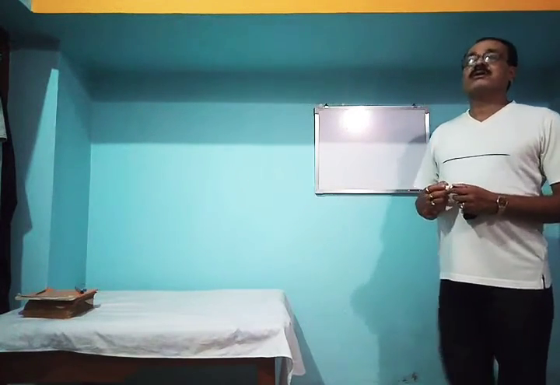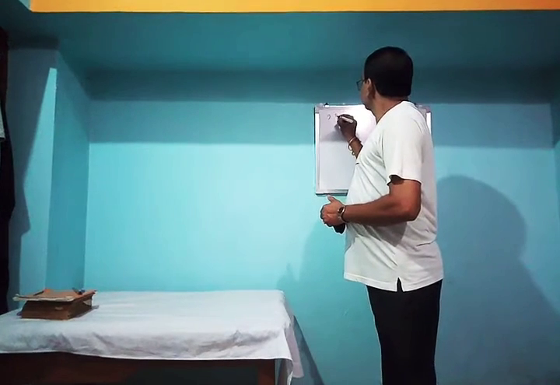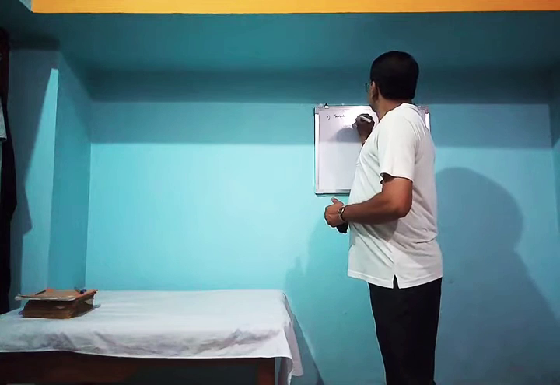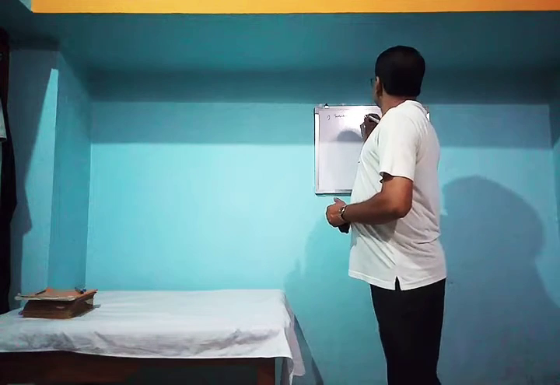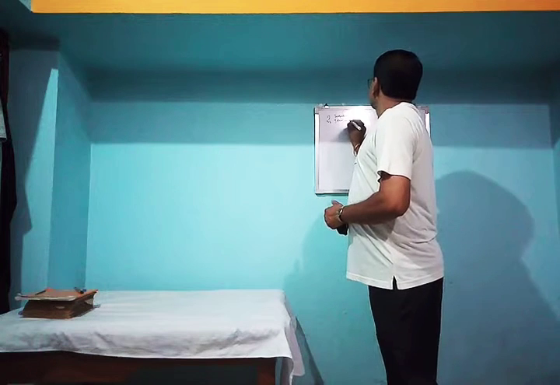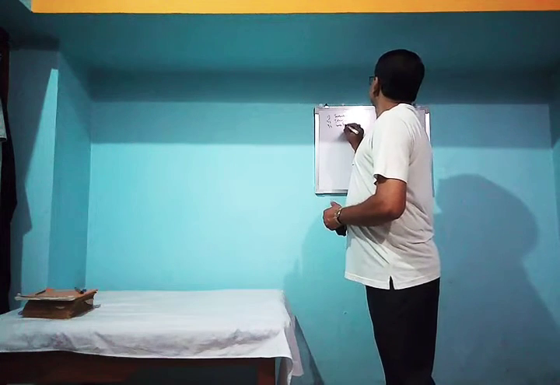While doing this, I have discussed the first source of information is transaction statement. Number 2, journal. Number 3, subsidiary books.